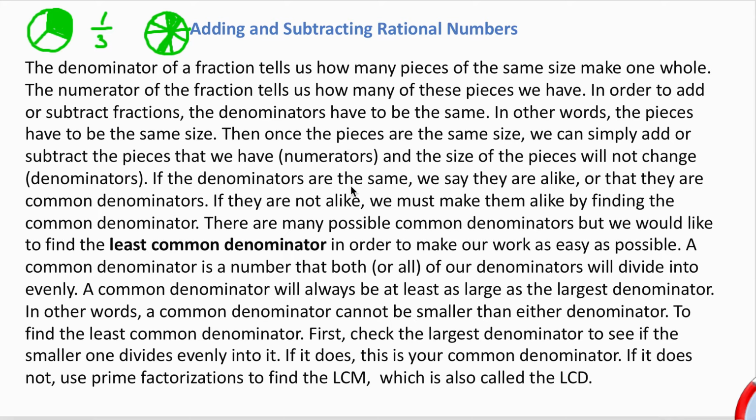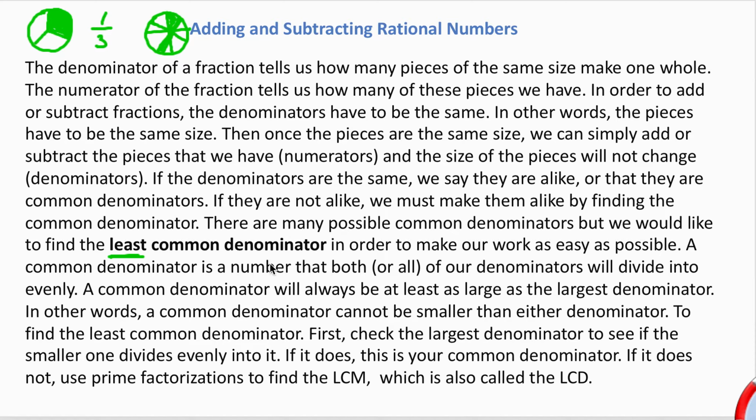If the denominators are the same, we say they are alike, or that they are common denominators. If they're not alike, we must make them alike by finding the common denominator. There's many possible common denominators, but we always want our work to be as easy as possible, so we want to find the least common denominator.